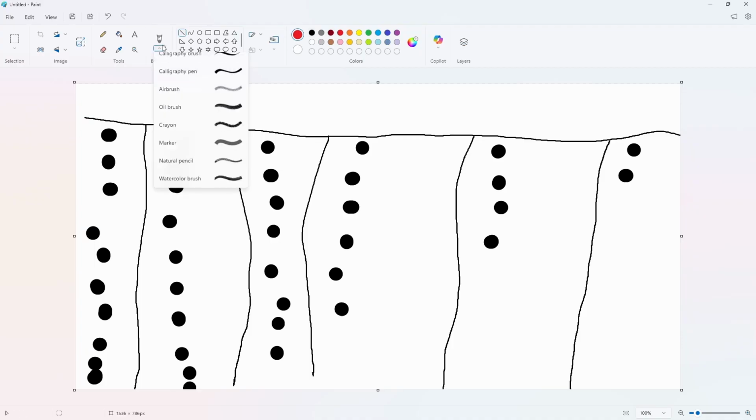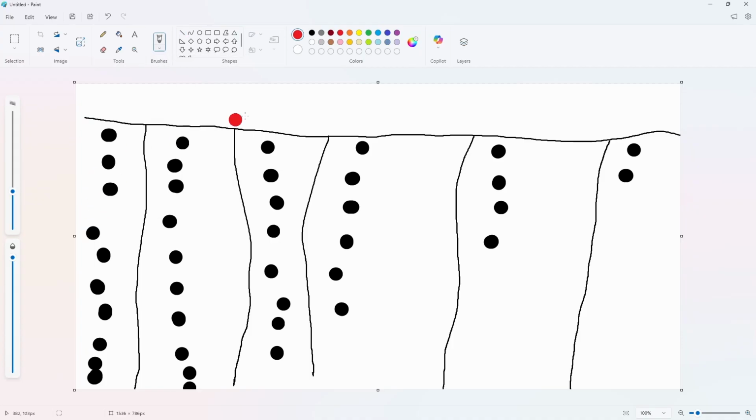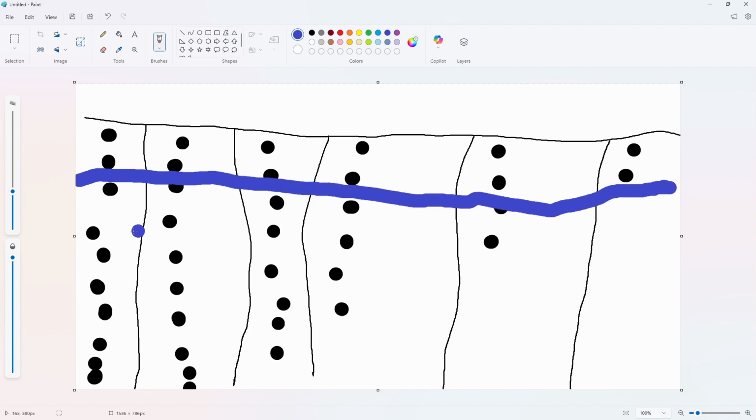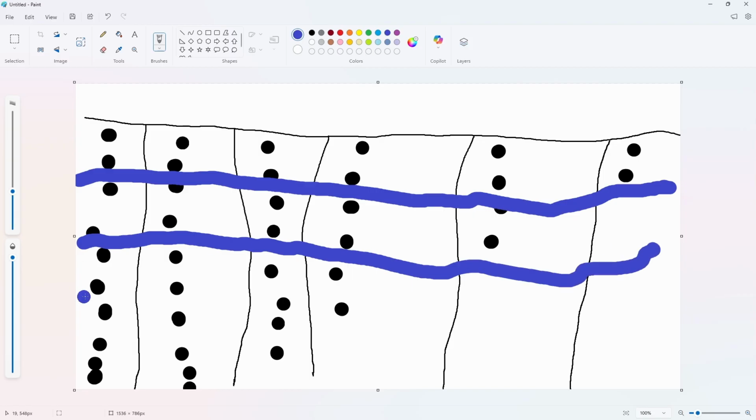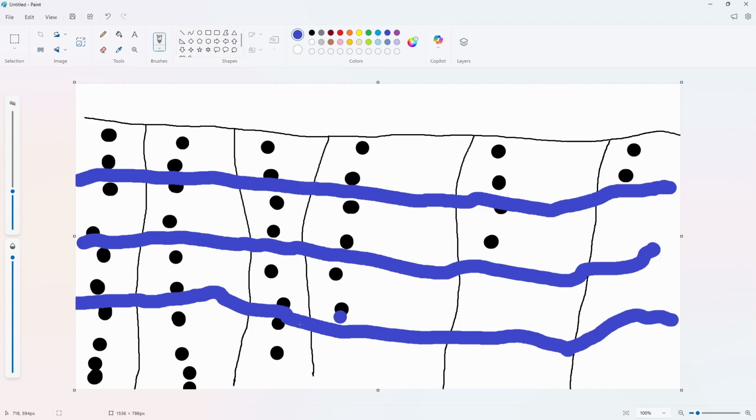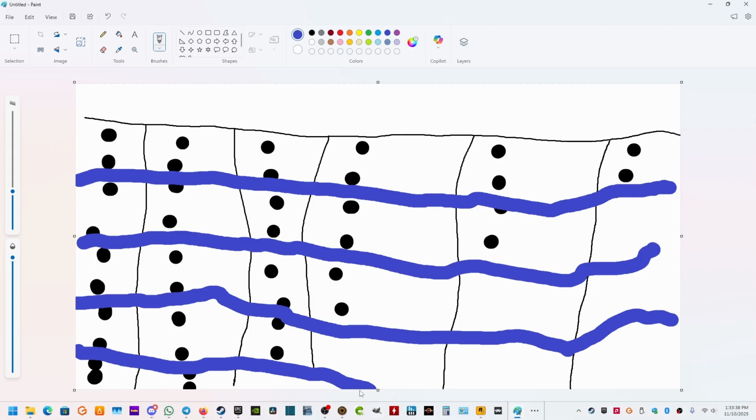Let's go back to the brush so you can see. I'll go with blue, I think everyone can see that. Here's 1 iteration, 2 iterations, 3 iterations, 4 iterations. And I remember there was a study.